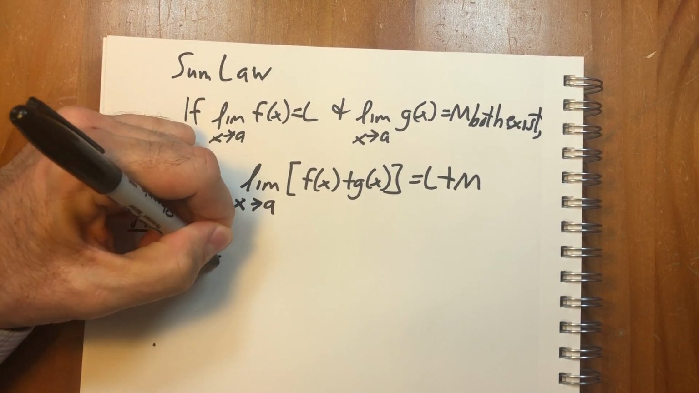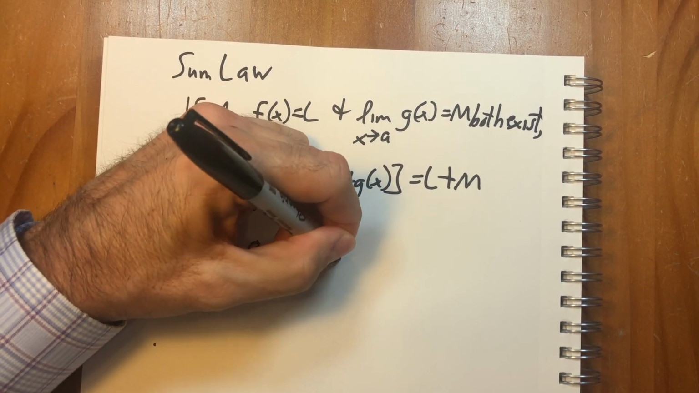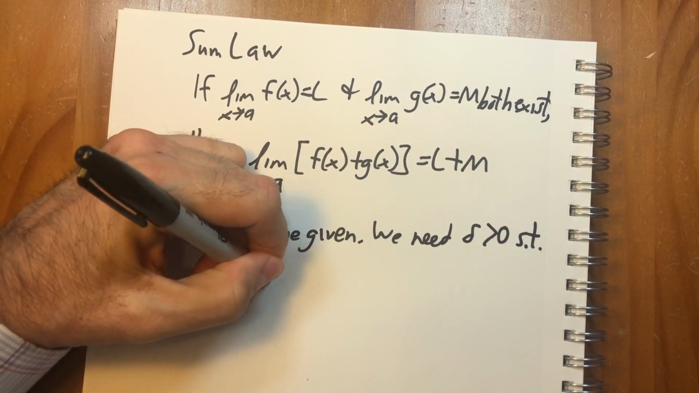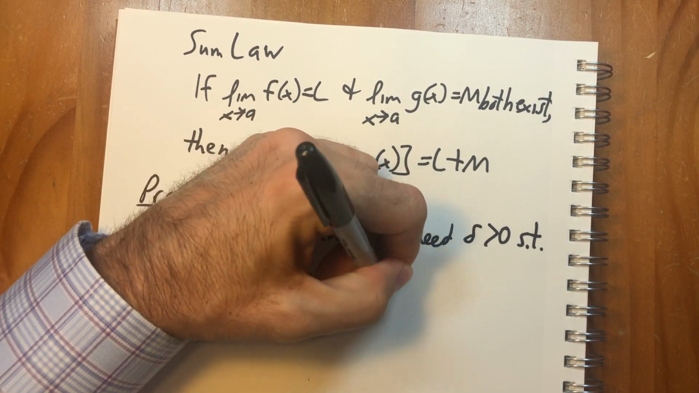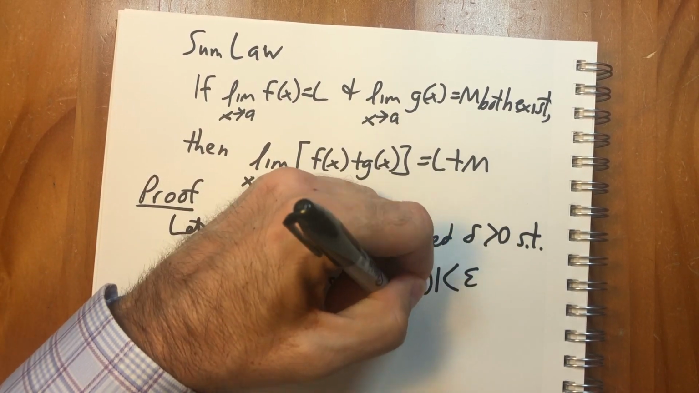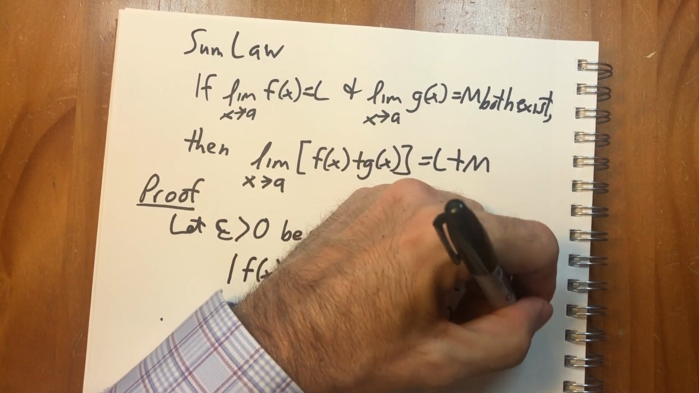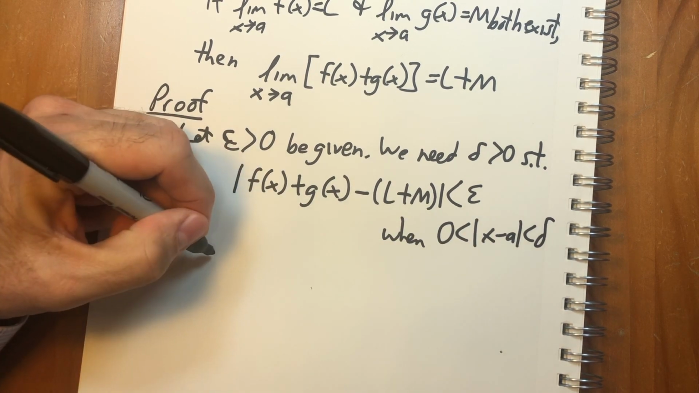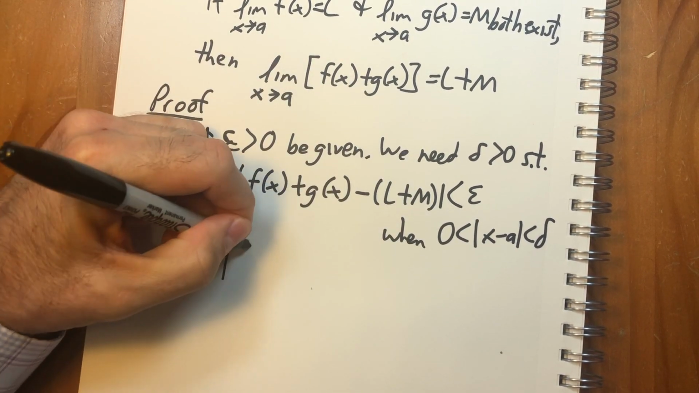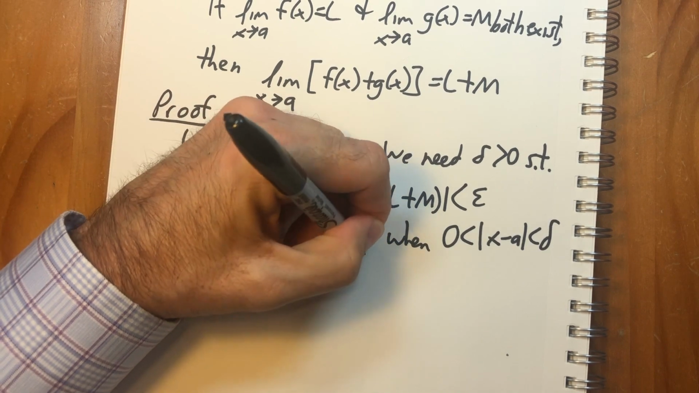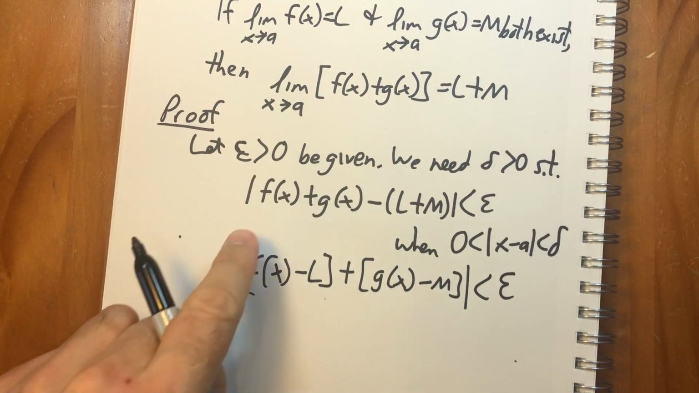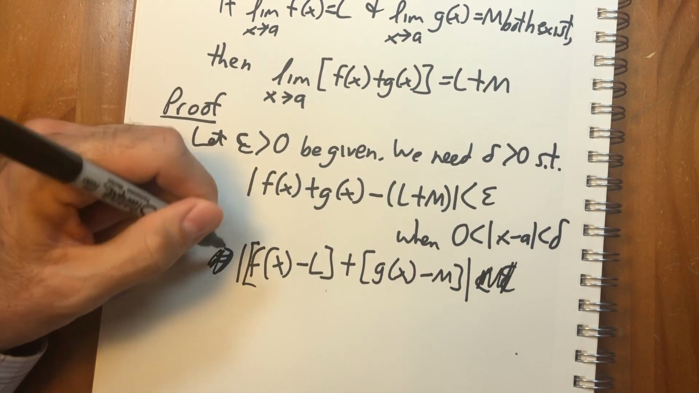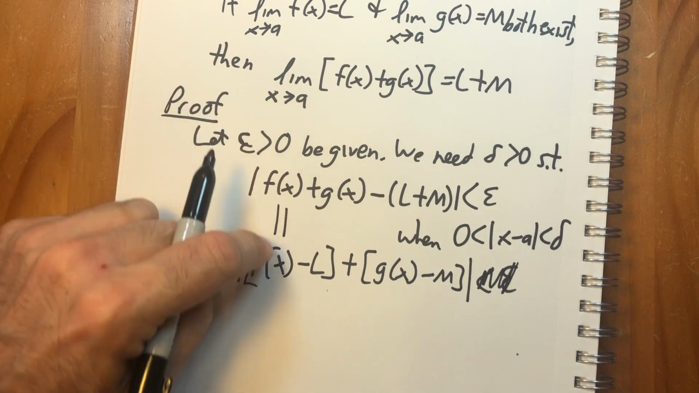So let epsilon greater than 0 be given. We need a delta greater than 0 such that the absolute value of f of x plus g of x minus L plus m is less than epsilon whenever 0 is less than the absolute value of x minus a, which is less than delta. Okay, so we can rewrite this just a little bit, just rearrange them. So we have that, so this is just rewriting this to combine the f and L and the g and m, okay? So what we have is that this equals this, okay?